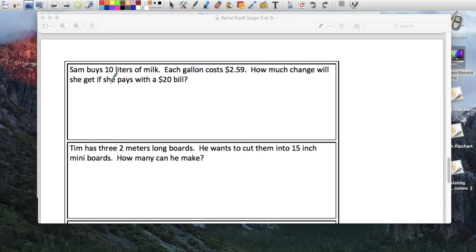So Sam buys 10 liters of milk. Each gallon costs $2.59. How much change will she get? She pays. So the price is quoted in gallons, and we have the milk in liters. So I have to change the liters to gallons.